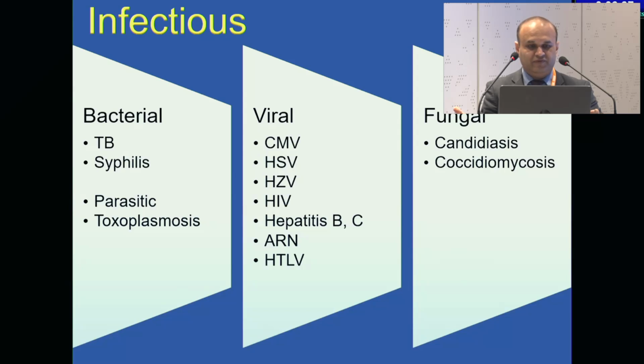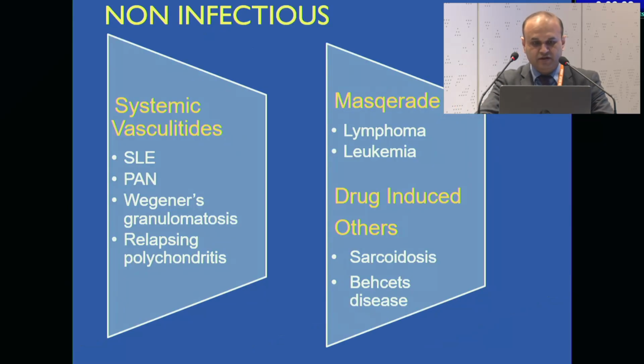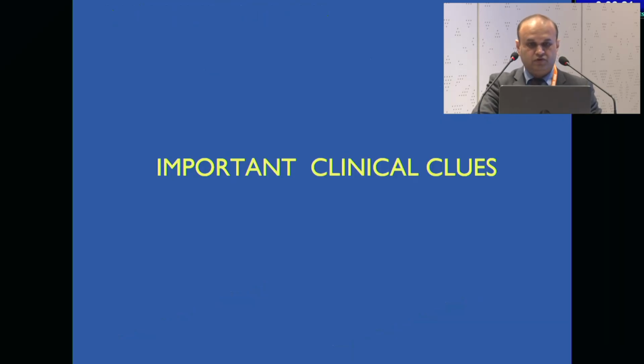You may have various infections, including bacterial, viral, and occasionally even fungal. Or you can have common non-infectious diseases, which can include SLE, Wegener's, relapsing polychondritis, even masquerades, and occasionally drug-induced, sarcoid and Behçet's. So what are the clinical clues that can help us in identifying these etiologies, and how can we then go around subsequently managing these patients?